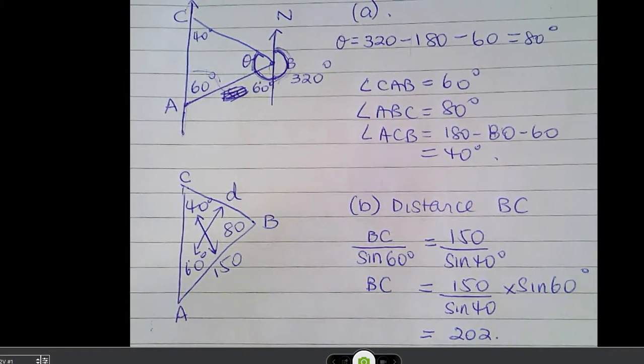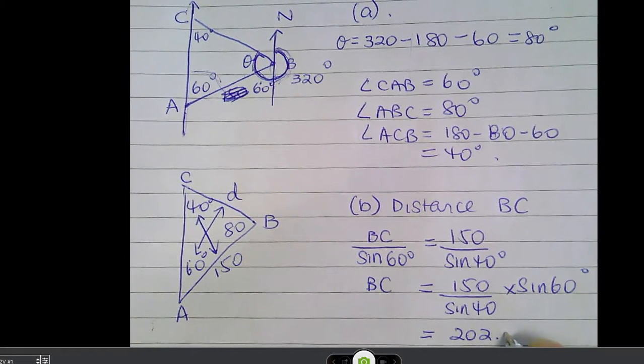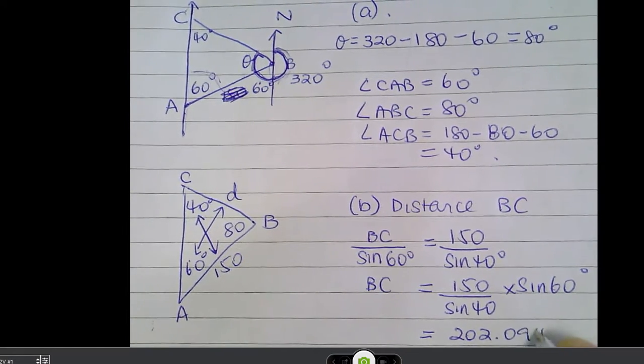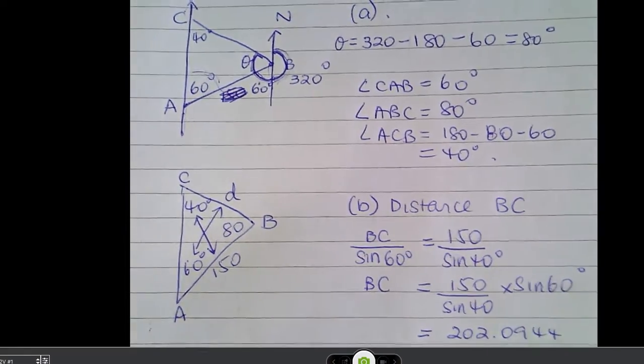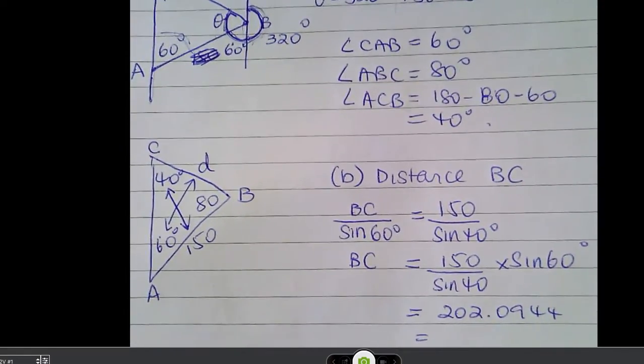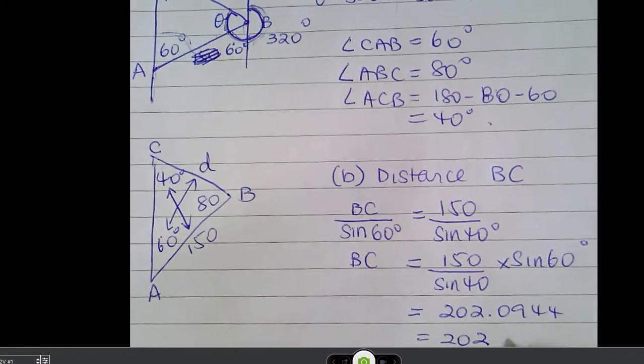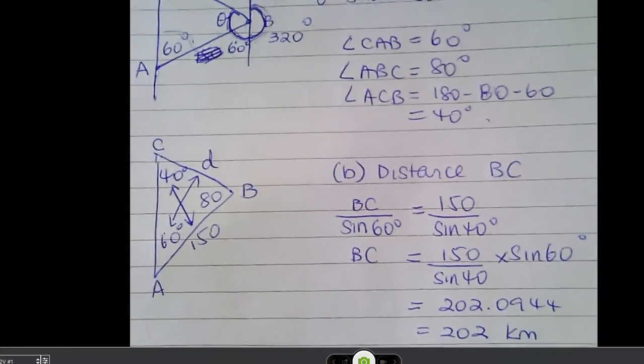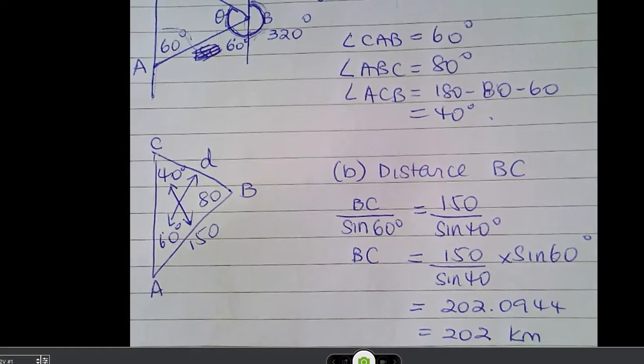Just tell me what it is. 202 point, let's just go 0944. Let's just go maybe to 1, or to the nearest, I don't know what they want. So therefore it's 202 kilometres to the nearest whole number. Or do they want, yeah, that would make sense.